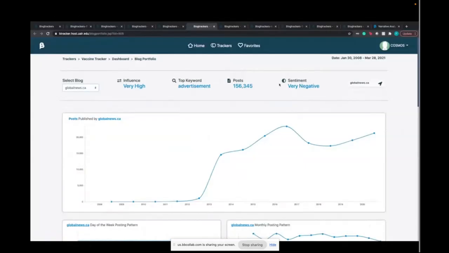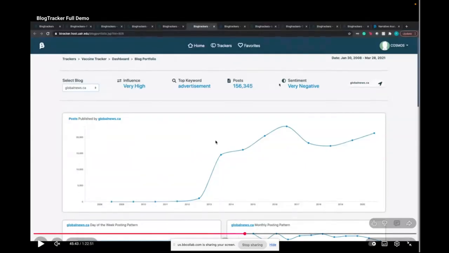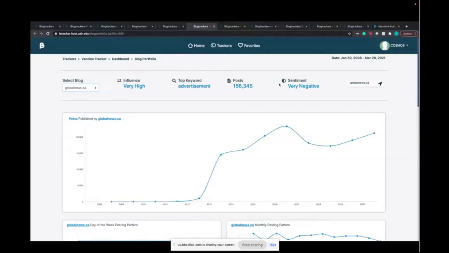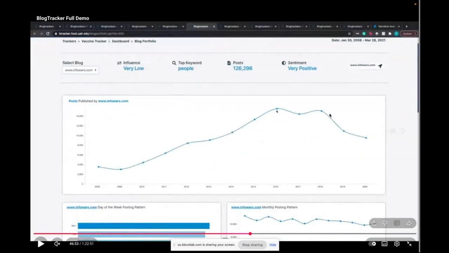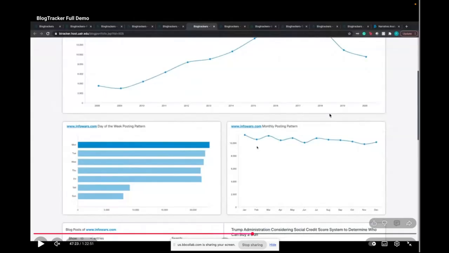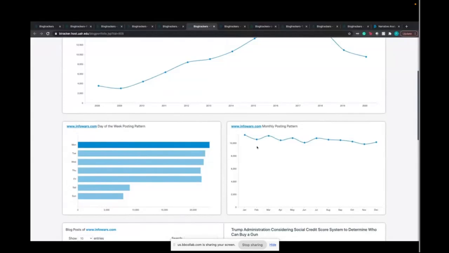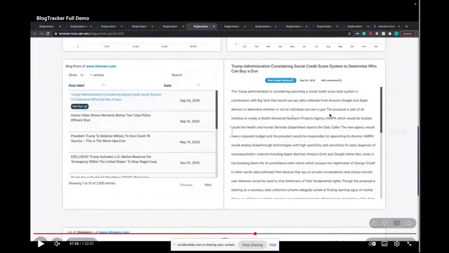Then we talk about the blog portfolio. Here we can select each and every blog that is present in our trackers. For example, we have selected the vaccine tracker. In this we have one blog website, the global news. We can see it has a very high influence score, and it has the top keyword, advertisement. It gives the posts, 156,345 posts in this blogging website. The sentiment of this is very negative, that's what it says. So that's how we can analyze a blog. It shows the sentiment of it, it shows the frequency of it, and it shows how we can identify the misinformation tracking in this.